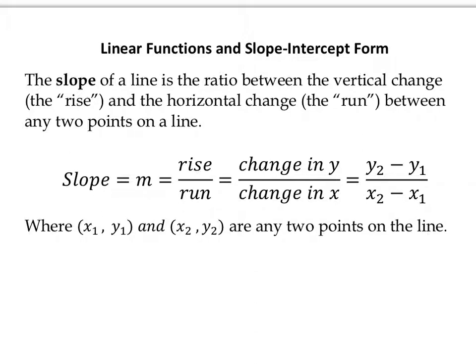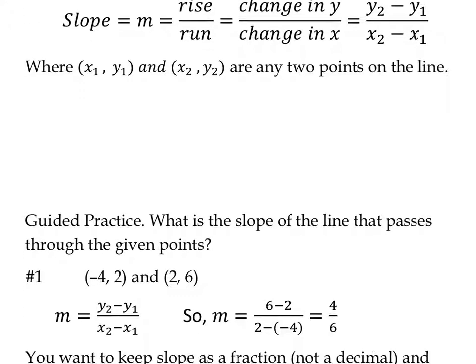And oftentimes keep it as a fraction. We don't need to turn it into a decimal or anything else like that. So we're going to have 2 points that are anywhere on the line, and we can find the slope of that line. Here's some examples.